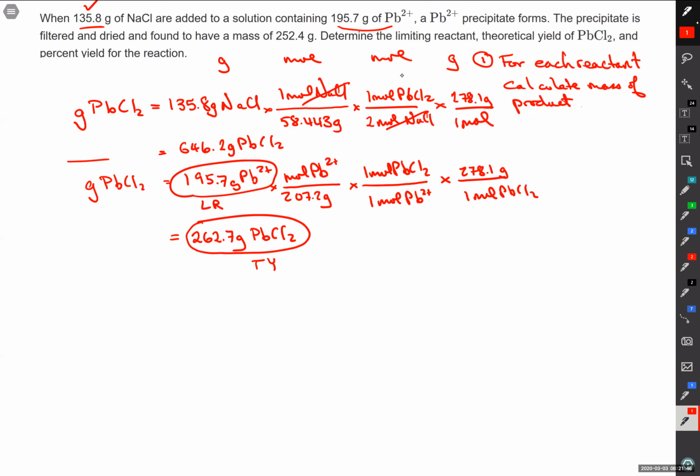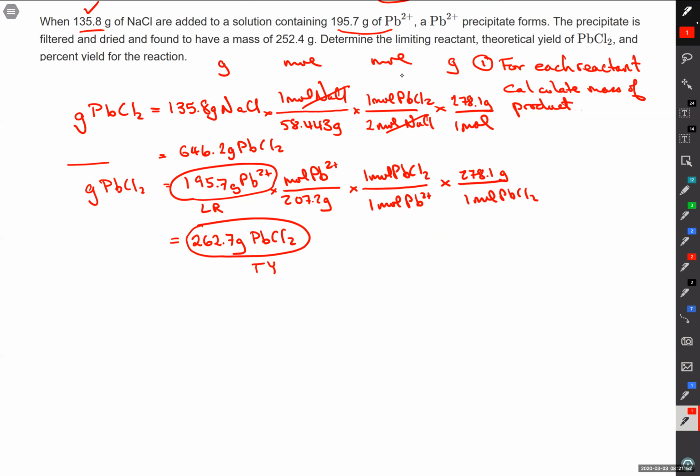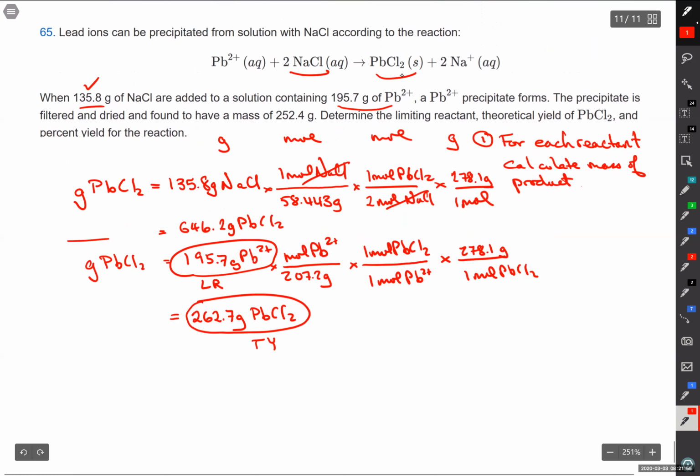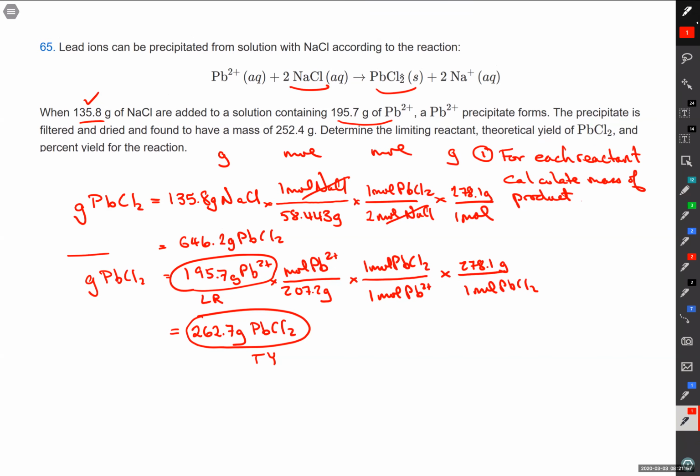So you can't really do one without doing the other. You have to do them at the same time. That's one of the reasons these problems are tricky: they tell you to find the limiting reactant, but you only find it while you find the theoretical yield. You're doing both things at the same time. And then your percent yield.